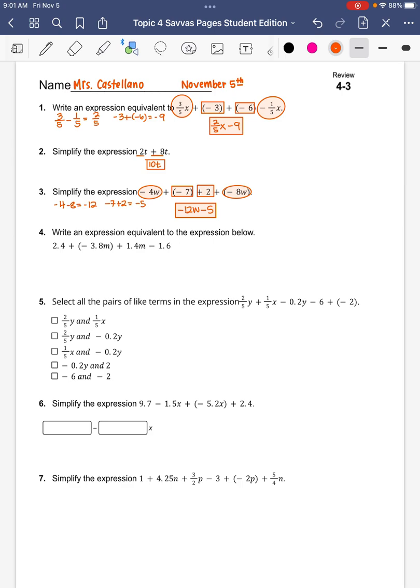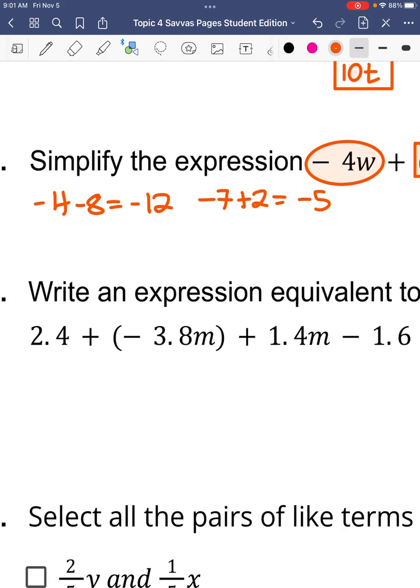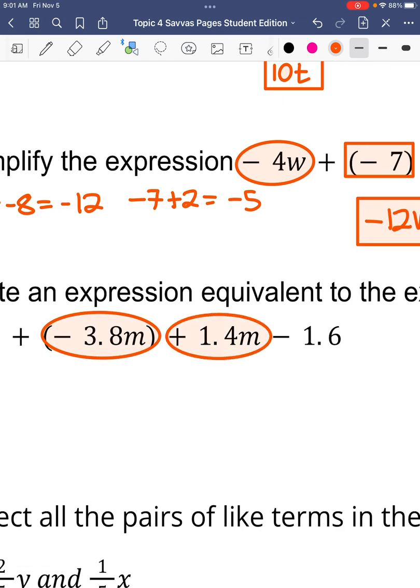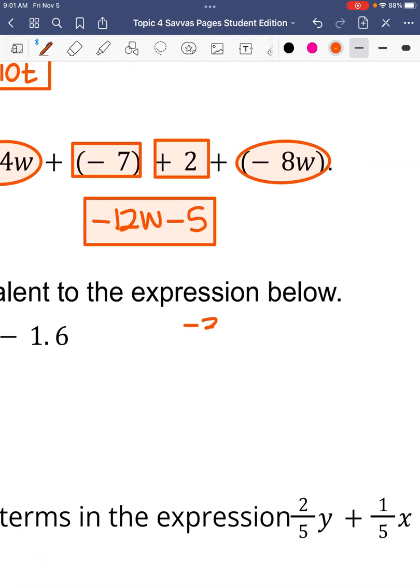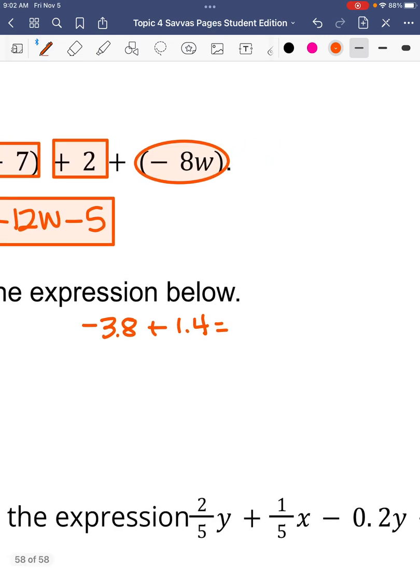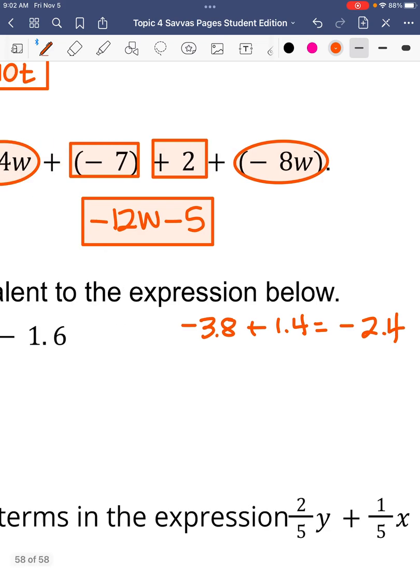Okay, moving on to number 4. This one's a little bit more challenging because we have some decimals here. So write an expression equivalent to the expression below. So we have 2.4 plus -3.8m plus 1.4m minus 1.6. So I'm going to start with my variable terms. So I have a -3.8m and a positive 1.4m. So in my calculator, I'm going to type -3.8 plus 1.4. And when I put that into my calculator, I end up with -2.4. And the m will stay with that.